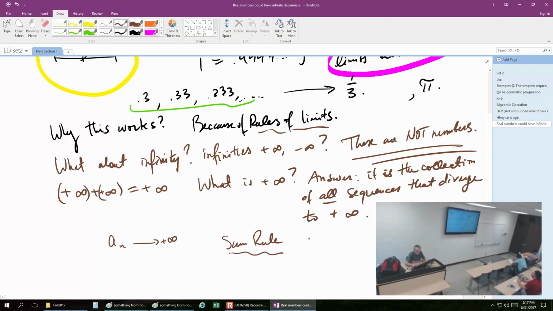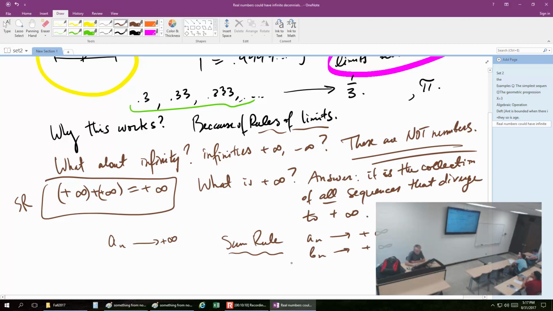Like this, well, this is the sum rule for infinities. So how do I explain it? Well, that's how I explain it. An goes to plus infinity. Bn goes to plus infinity. Okay? An plus Bn also then goes to plus infinity. So if you have two sequences diverging to plus infinity, then their sum also diverges to plus infinity. Okay? So that can be proven fairly easily.